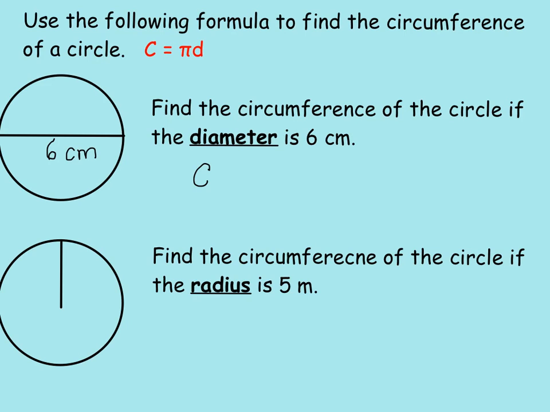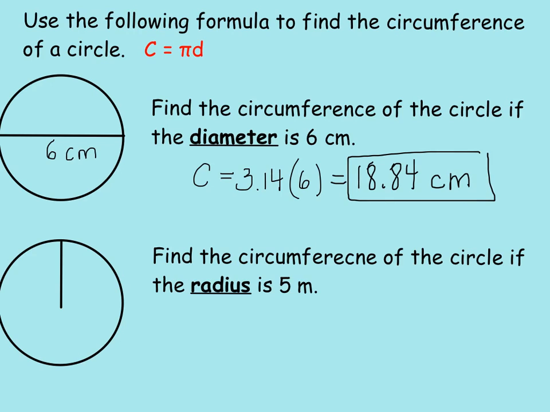So using our formula, the circumference is equal to 3.14 times the diameter. Lucky for us, in this one, the diameter is given to us, and that's equal to 6. Therefore, our answer, once we multiply, is 18.84. Now, the units for circumference are just going to be plain centimeters. Area has the little 2, the squared sign, and then circumference is just plain, just like perimeter.